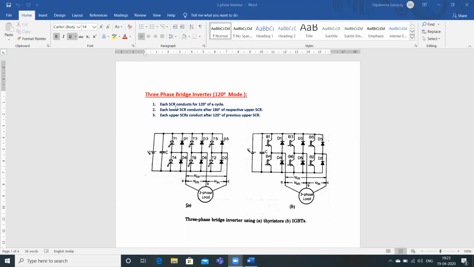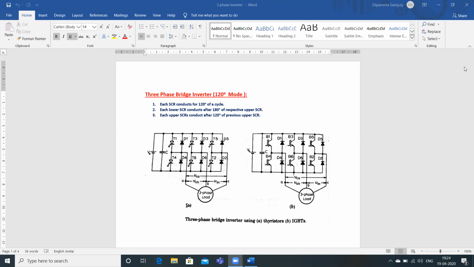And each upper SCR conducts after 120 degrees of the previous SCR. That means the upper SCRs are T1, T3, T5. So T3 will start after 120 degrees of operation of T1. T5 will start to operate after 120 degrees of operation of T3. And T1 will start to operate after 120 degrees of operation of T5.